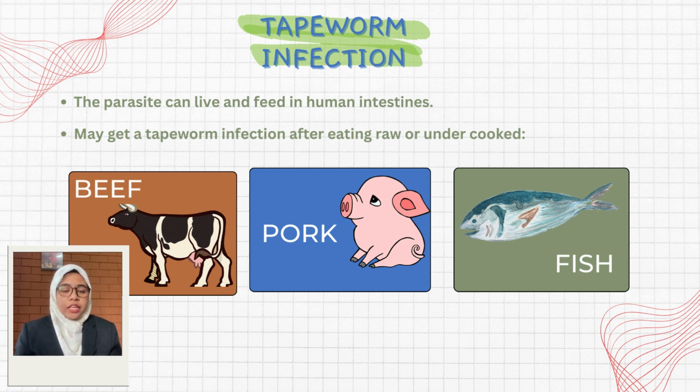Tapeworm can infect humans and also animals. Tapeworm is a parasite that can feed and live in human intestines and also on the nutrients that you eat. We may get tapeworm infections after we eat raw or undercooked meat, such as beef, pork, or fish. Tapeworm can be diagnosed by finding worm segments or eggs in a stool sample or by a blood test.